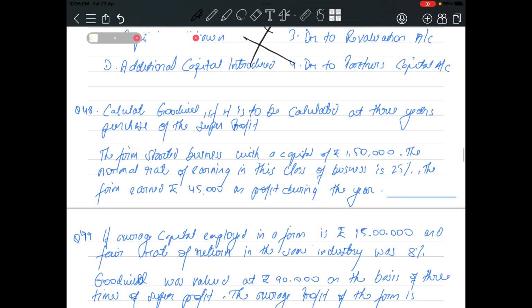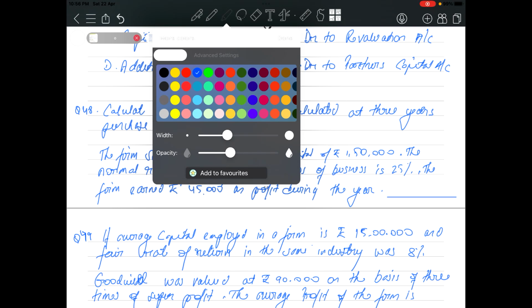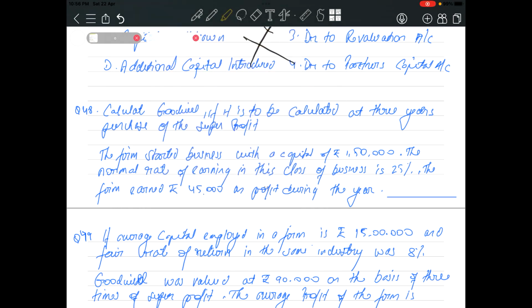Now let's move to question number 48. What is question number 48 saying? Let's read. Calculate goodwill. We'll have to calculate goodwill if it is calculated at 3 years purchase of super profit.